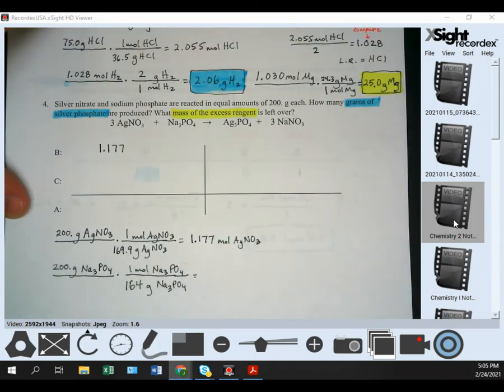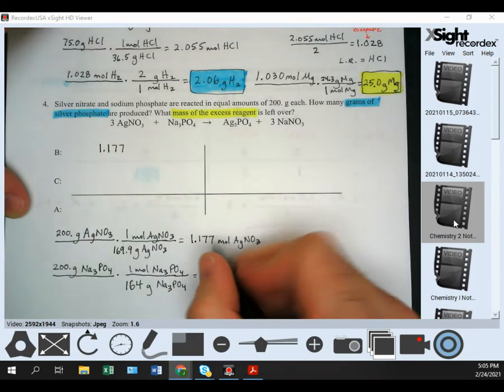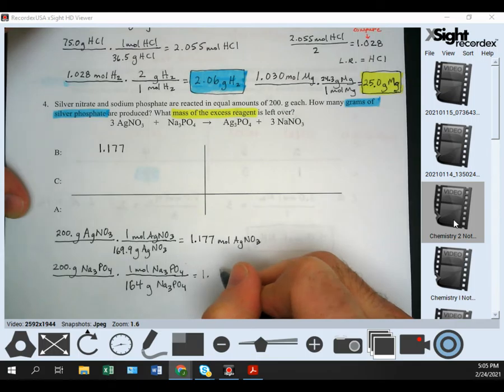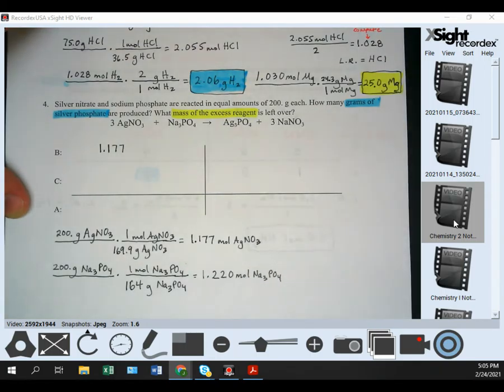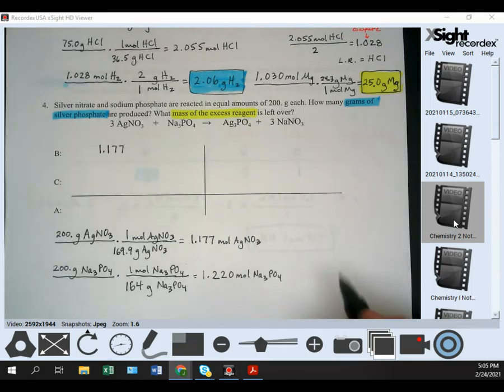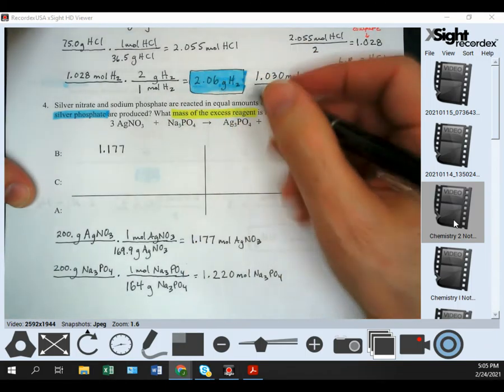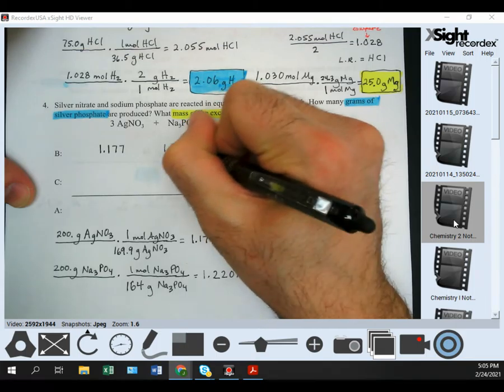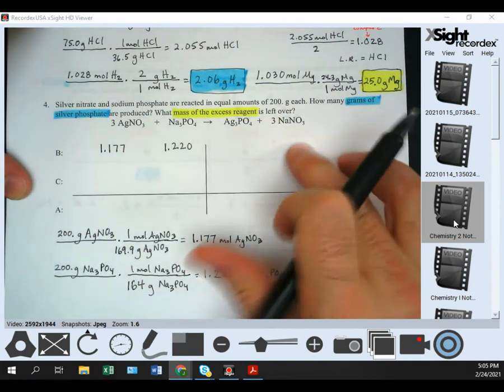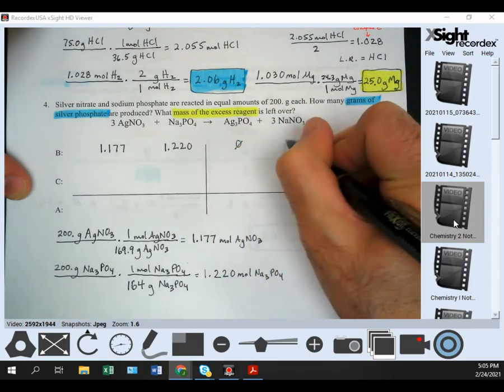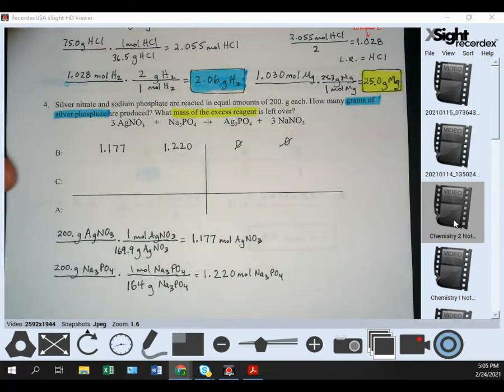Okay. So 200 divided by that gives us 1.220 when you round it, moles of the Na3PO4. All right. So that's the moles of the Na3PO4 that we're starting with, 1.220. Okay. Before for the products, always zeros. Right? Okay.